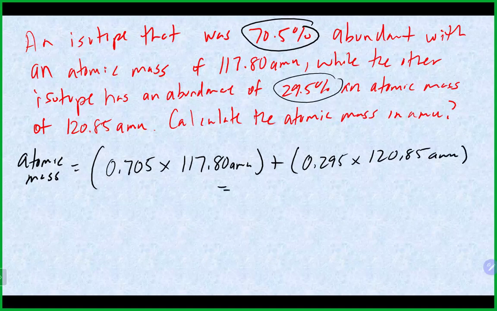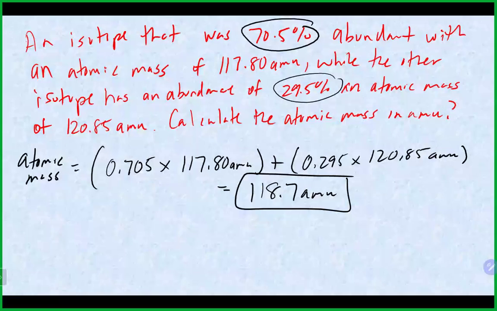And we're going to get about 118.7 AMU in this particular case. Maybe that's 10 on the periodic table there. It looks like maybe it's like 10. Any questions on that calculation there?